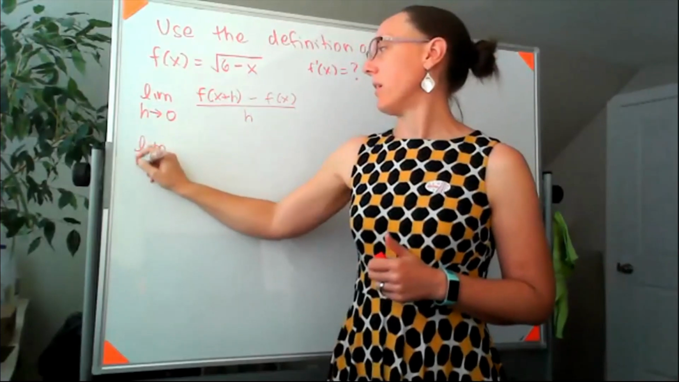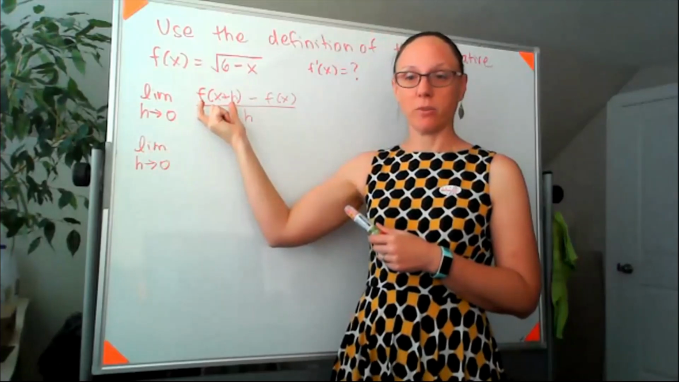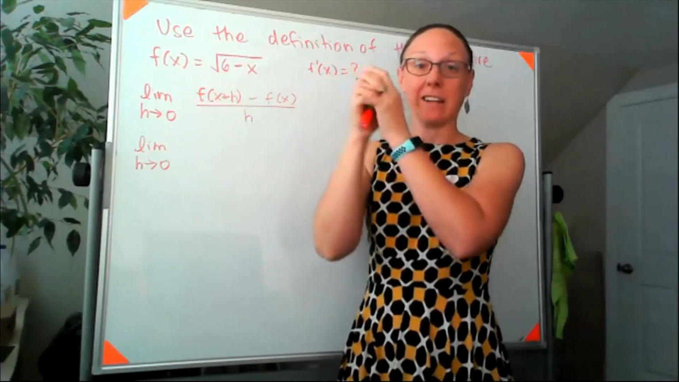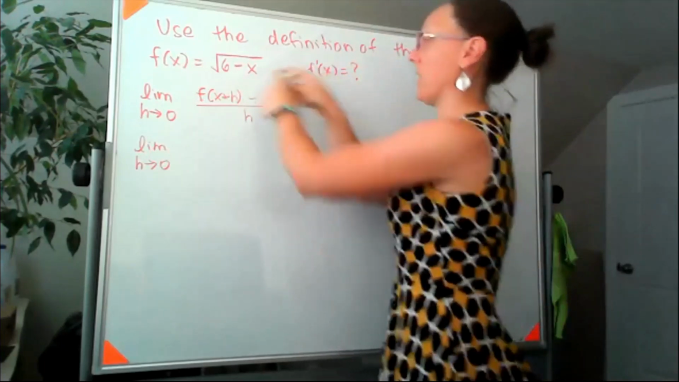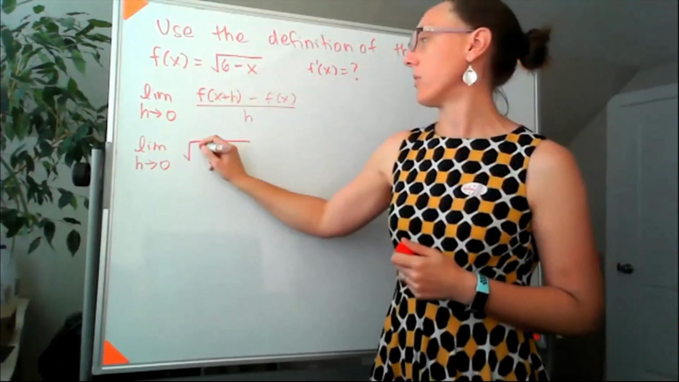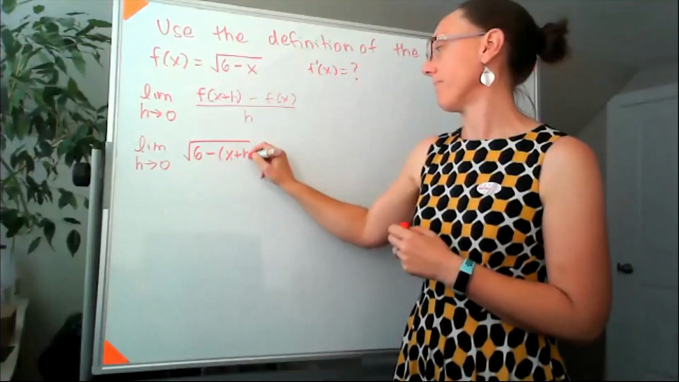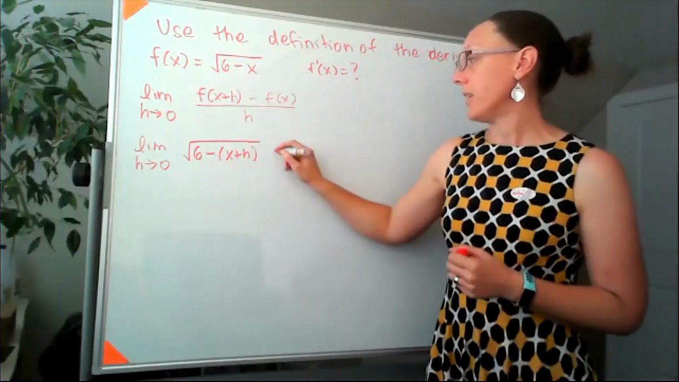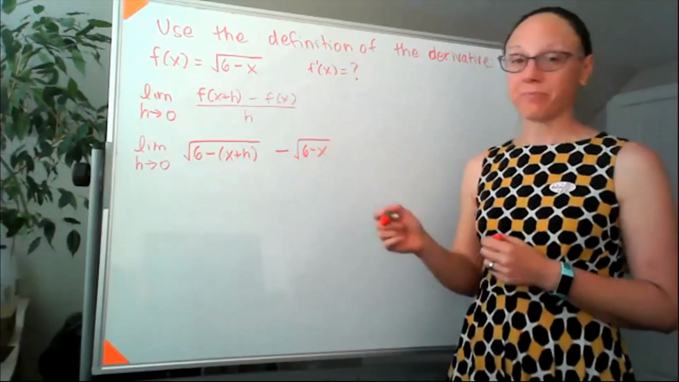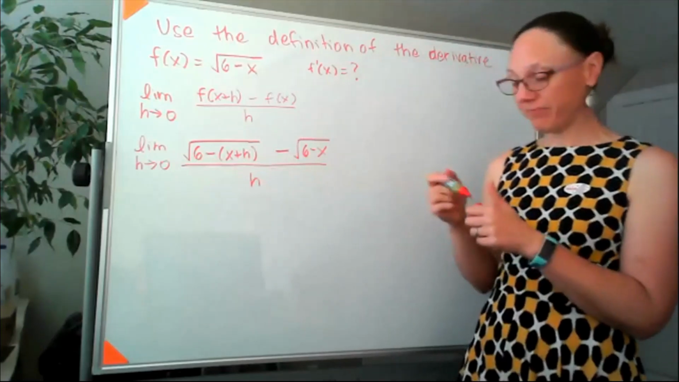The first step is to figure out what that f of x plus h should be. We're going to do that by grabbing that x plus h together as a thing, and I'm going to take that thing and stick it in where I've got an x. So this is going to look like the square root of 6 minus, and then that whole thing, x plus h. From this, we're subtracting our function, the square root of 6 minus x, and then the whole thing is being divided by h.